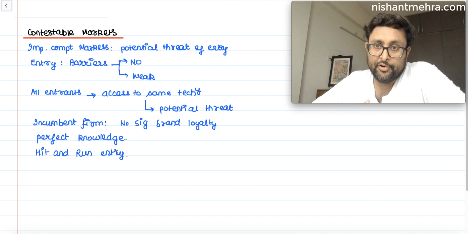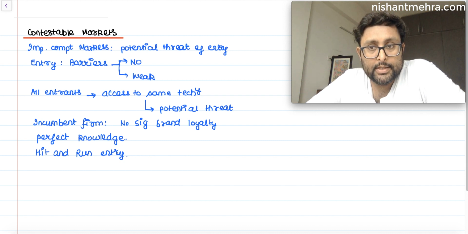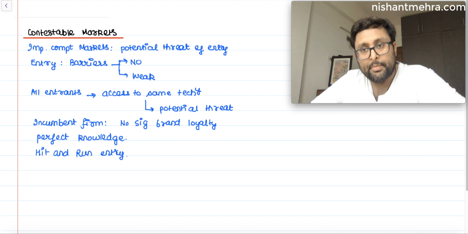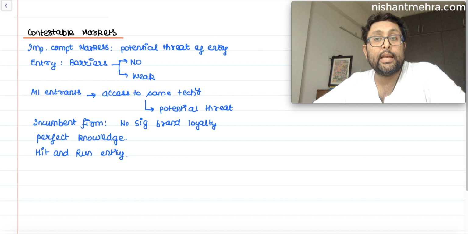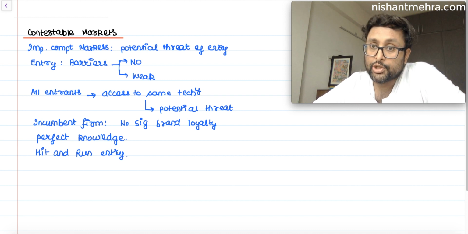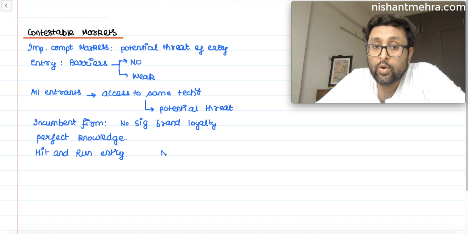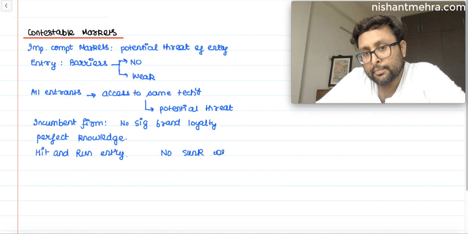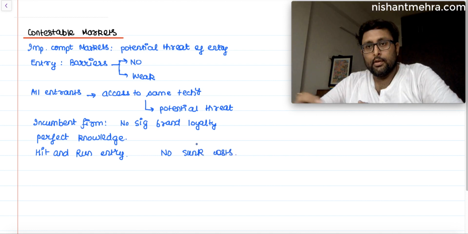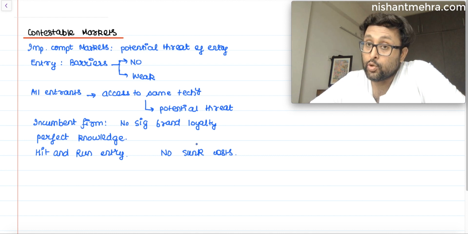So supposedly if I am the entrant, I can just immediately come into your market, hit you, and make some immediate profit. And if I want to go back, I can go back without incurring any cost. If I want to exit, I can just exit without incurring any cost. There was neither any entry cost nor any exit cost. So this is based on the assumption that there is no sunk cost.